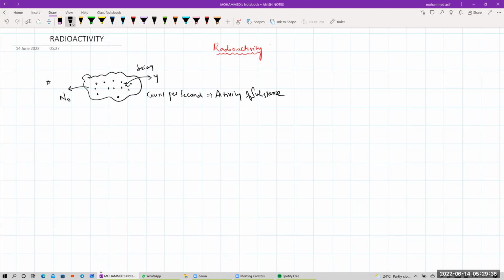Yes, sir. So the activity A is equal to dN divided by dt, isn't it? And the unit of this is the becquerel. One becquerel is equal to one disintegration per second. Another unit for this is the Curie, represented by Ci. One Curie is equal to 3.7 into 10 to the power of 10 disintegrations per second. Clear, beta?